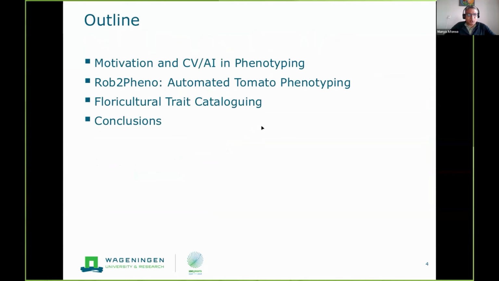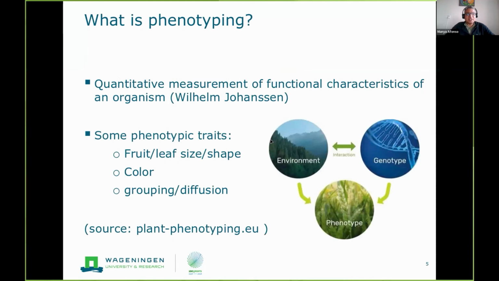All right, so I'll follow roughly this outline. I'll first provide a motivation and then go over two practical use cases of phenotyping, which benefited from computer vision and AI. So what is phenotyping anyway? It's defined as the quantitative measurement of the functional characteristics of any organism.